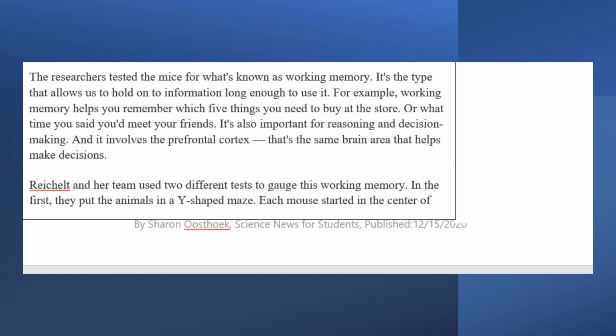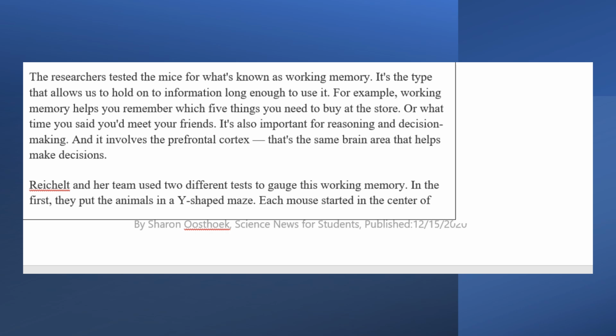The researchers tested the mice for what's known as working memory. It's the type that allows us to hold on to information long enough to use it. For example, working memory helps you remember which 5 things you need to buy at the store, or what time you said you'd meet your friends. It's also important for reasoning and decision making, and it involves the prefrontal cortex. That's the same brain area that helps make decisions.